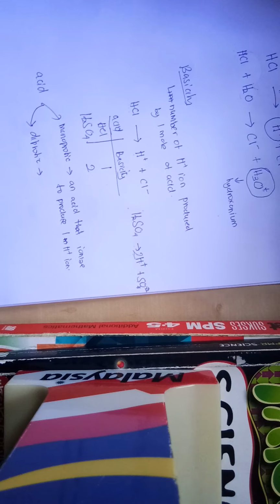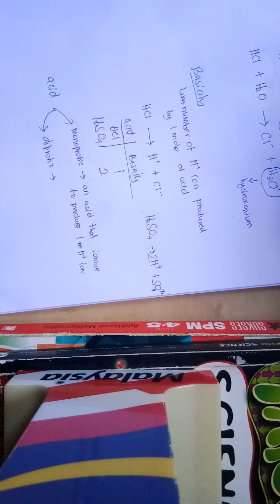By understanding the concept, what you need to know is that acids must have H plus ions. The more H plus ions you have, or the higher the concentration of H plus ions, the stronger the acid is. So if we compare monoprotic and diprotic acid, of course diprotic acid will be the stronger acid because it can ionize to produce 2 moles of H plus ion, compared to monoprotic acid with only 1 mole of H plus ion. So that is about acids.